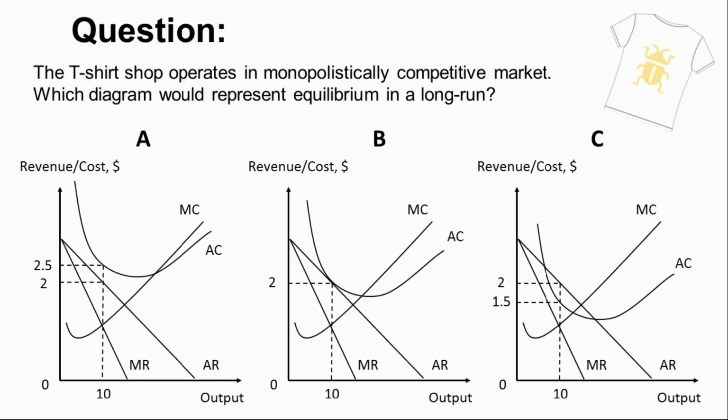Let's look at one example for this topic. The question: a t-shirt shop operates in a monopolistically competitive market. Which diagram would represent equilibrium in the long run? Here you have three examples: A, B, C.